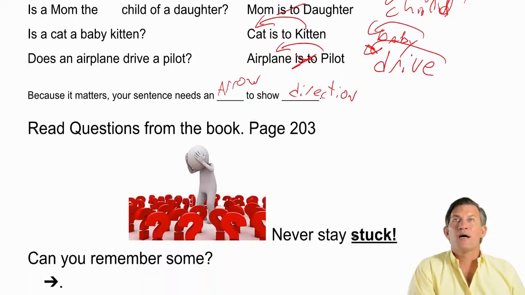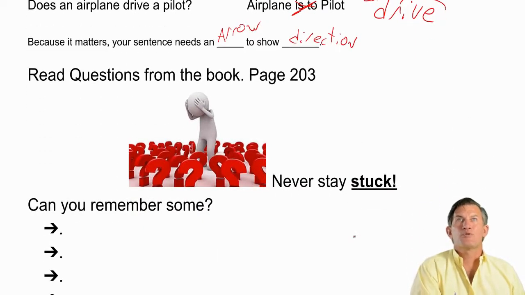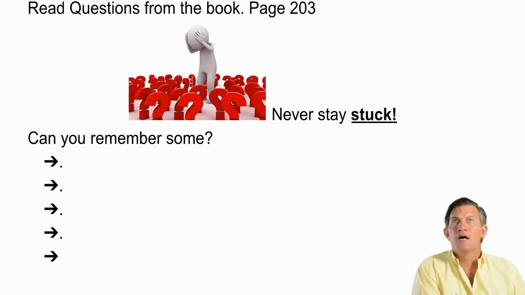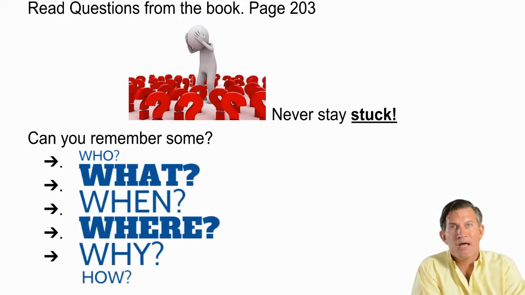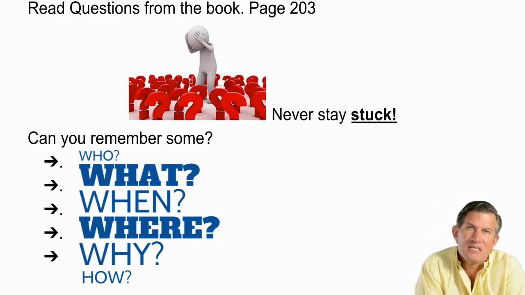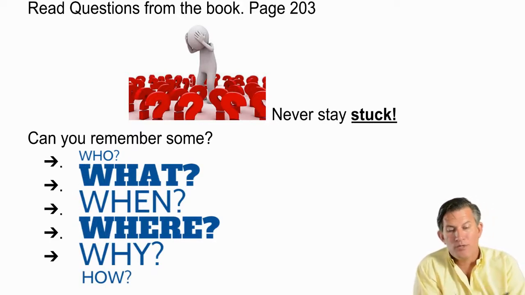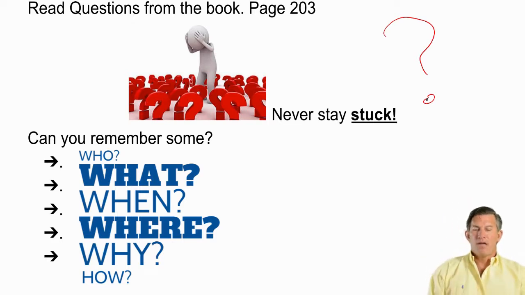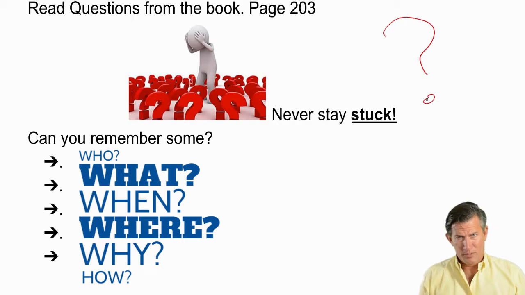So let's think about the questions. When you look at these two terms, airplane and pilot, you can ask yourself some questions about it, right? What you can do is think of who, what, when, where, why, how. Think of any sentences, any questions. They might start with who, what, when, where, why, or how, okay? Think of it, and at the end, we'll go over the answers, and you can see some of the most common questions.